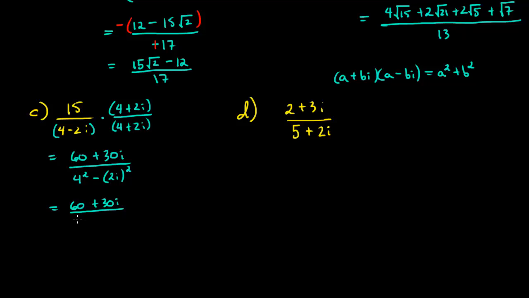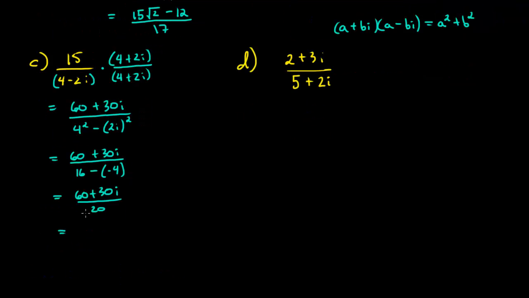Well, let's actually do this. So we get 16 minus this squared applies to 2 and i, so I'll have minus negative 4, because when I square i I get negative 1, and when I square 2, I get 4. So we're just going to subtract negative 4. So this is equal to 60 plus 30i divided by 20, because 16 minus minus 4 is 20.